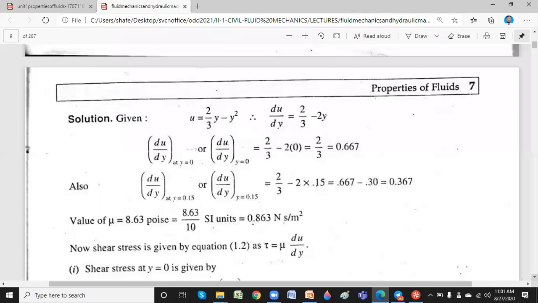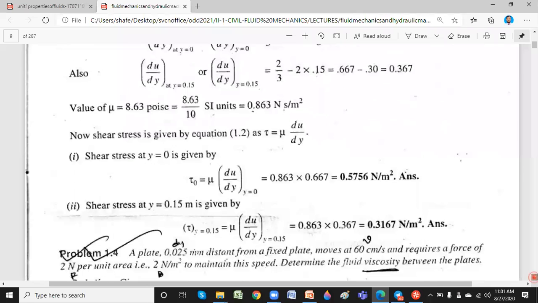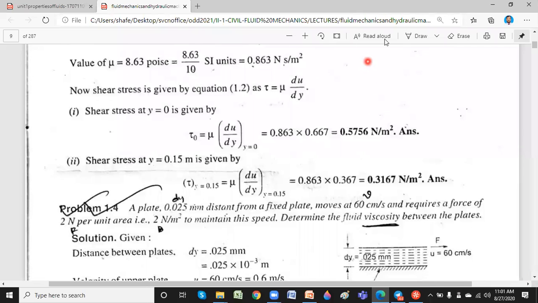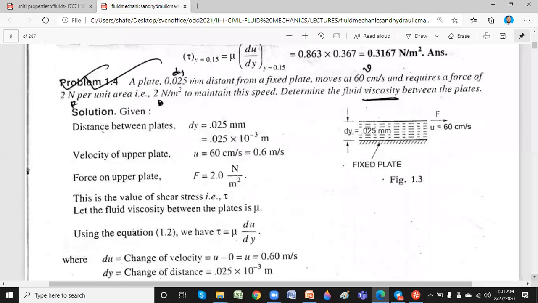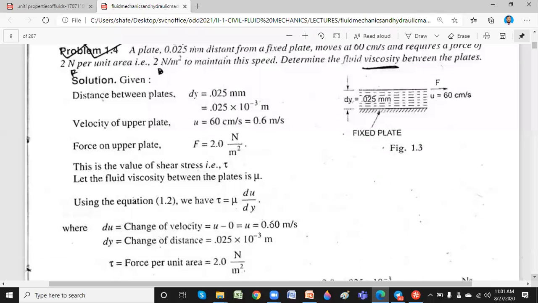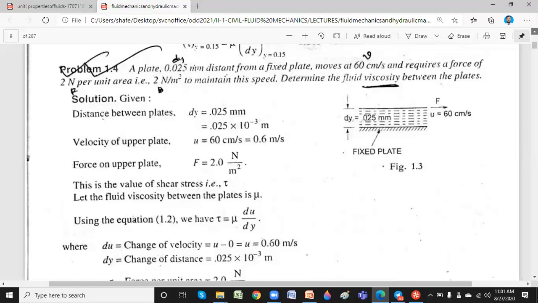So that's the first problem, and how to find out the shear stress value. Now we'll discuss maybe one more problem. Then you just go and study. Most of the times I'll send you this copy also, if possible, and you can refer to that. Now one more problem we'll take and we'll finish the class.